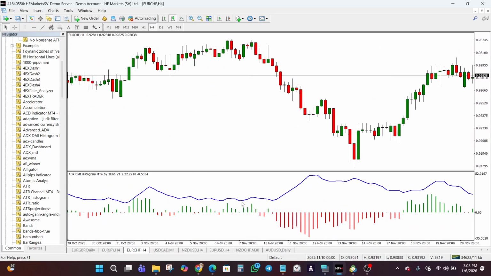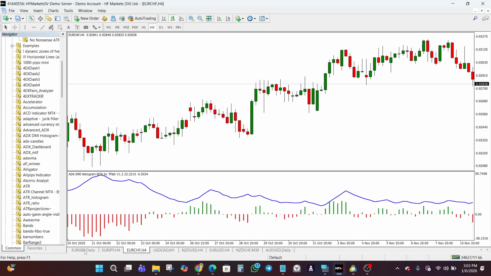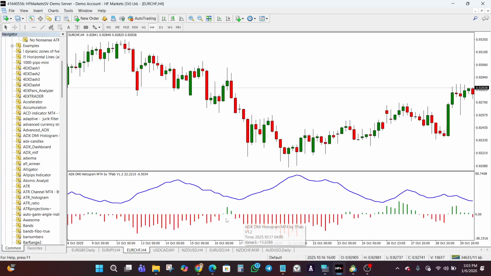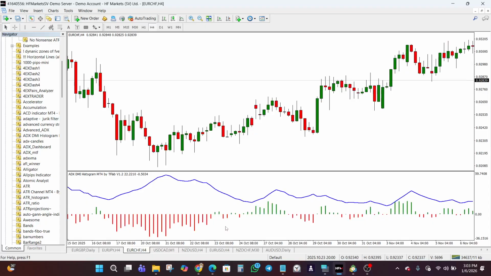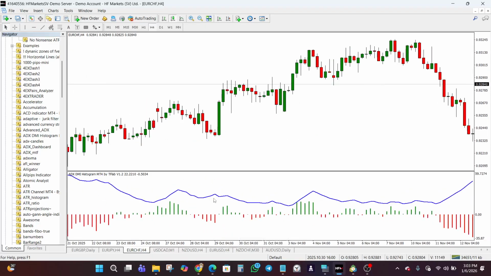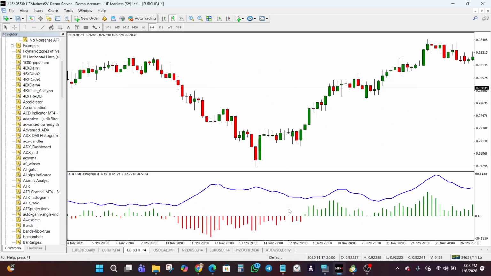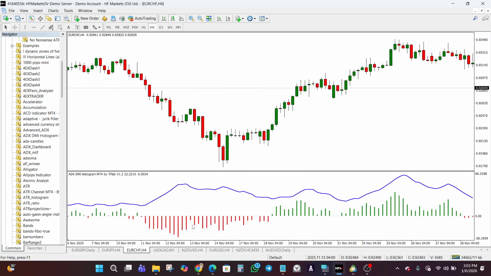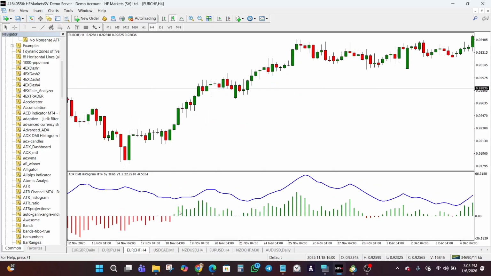Now you can decide to focus more on the histogram bars. Just focus more on the histogram bars for your buy and sell signals, because this line might confuse you a bit. When the histogram bars turn red, you want to look out for sell opportunities. I mean, when the histogram bars turn green, you want to look out for buy opportunities.